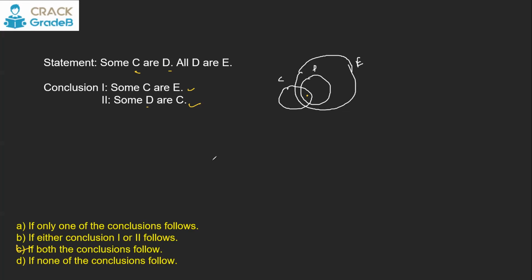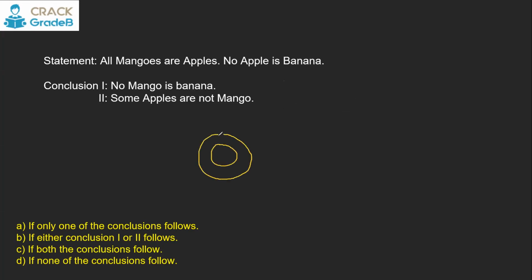All mangoes are apple. No apple is banana. Apple won't intersect with banana. No mango is banana. Yes, definitely true. Because if apple is not going to intersect with banana, mango being inside definitely can't intersect with banana. Some apples are not mango.